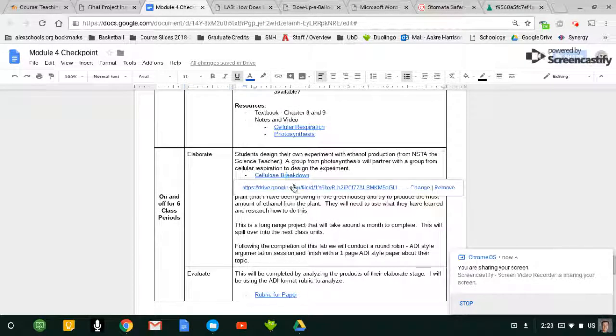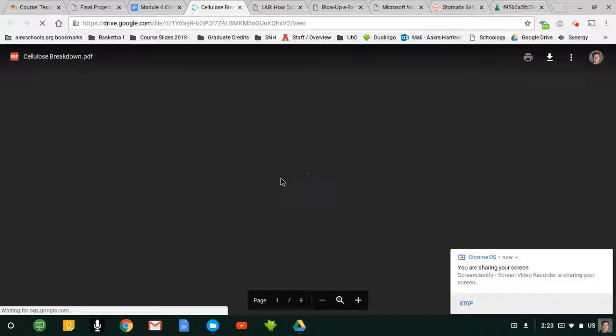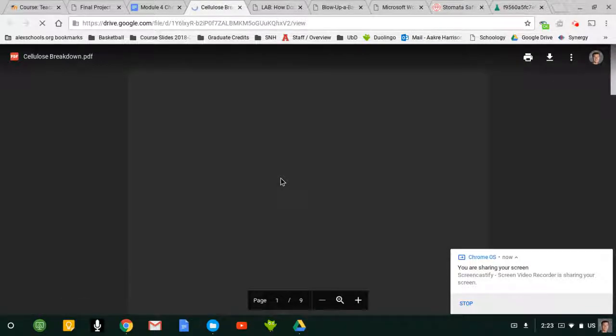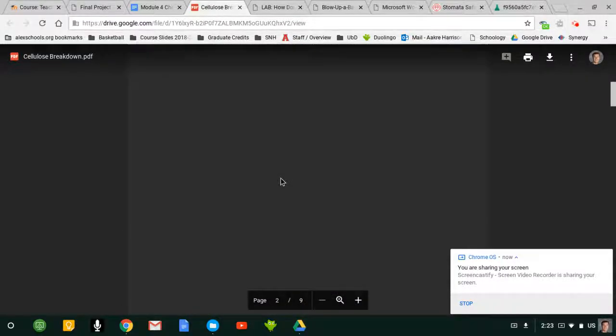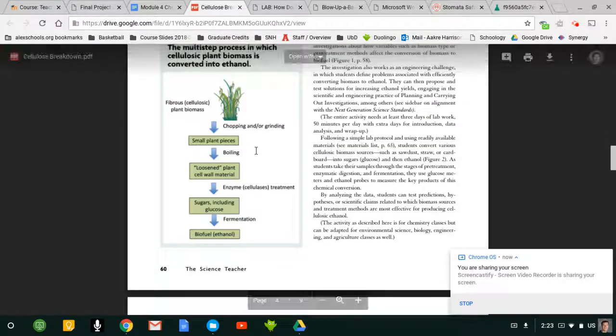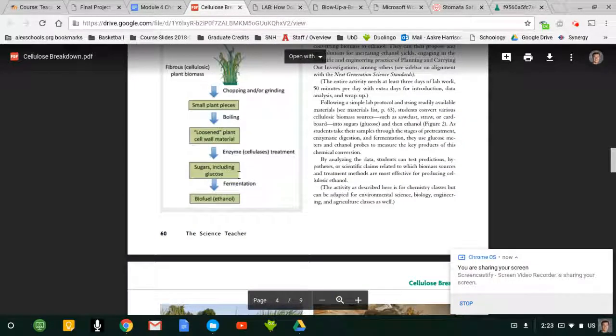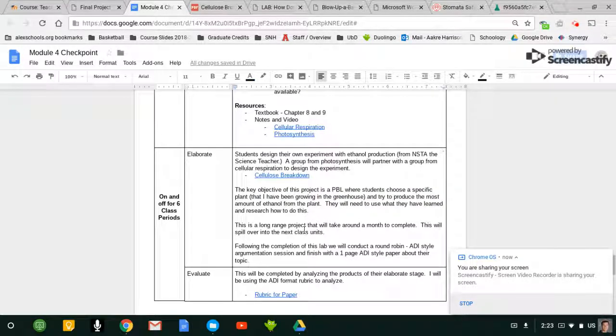So we click on this, and this brings us to a document I have on my Google Drive. What the students are going to do is pick their own plants that I've been growing in the greenhouse up to this point. So it's about 6 days. They're going to be using cellulase to break it down, and they're going to be creating ethanol. So they're going to decide what plants they think are going to produce the best biofuel.